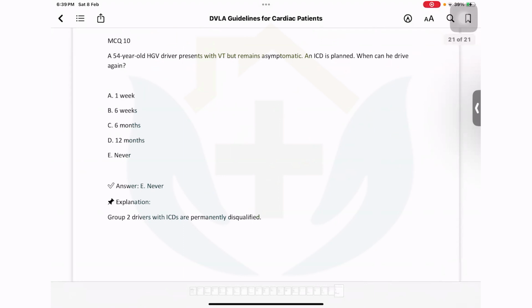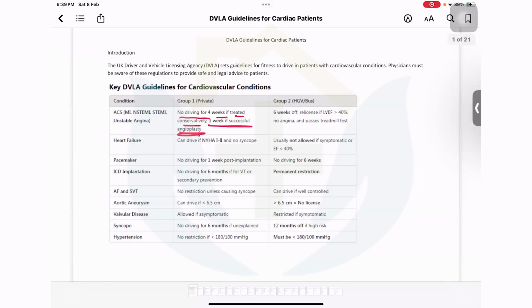So these are the major types of questions that you will get on DVLA. This chart, DVLA keeps on changing the guidelines. These are from 2024, if I'm not wrong. You can also check it online and download it. And there are also the DVLA guidelines for neurological conditions. You should download that as well. Okay? Any questions?